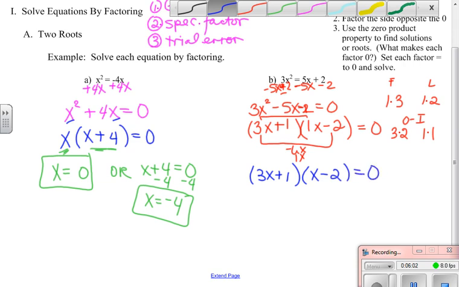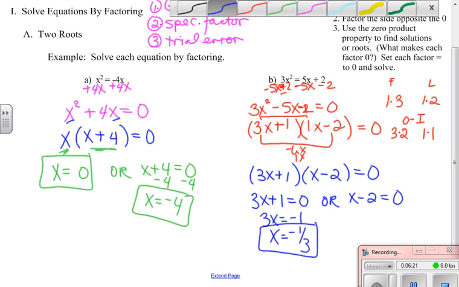If I apply the zero product property, I have 3x plus 1 equals 0, or I have x minus 2 equals 0. Solve each baby problem separately. Subtract 1, 3x equals negative 1, divide by 3, x is equal to negative 1/3. There's one solution. Add 2 to both sides, x equals 2. And this is a great example that if we graphed this, we would have an approximate answer between 0 and negative 1. Algebraically, we get the exact answer.